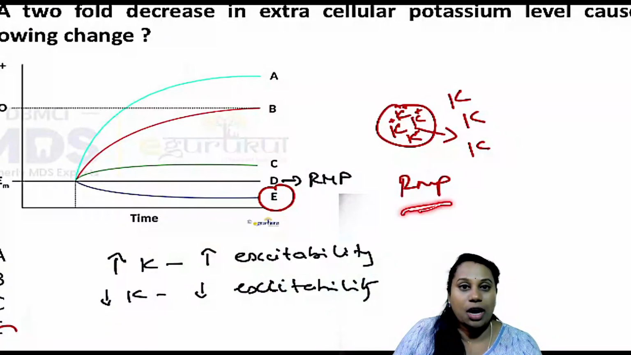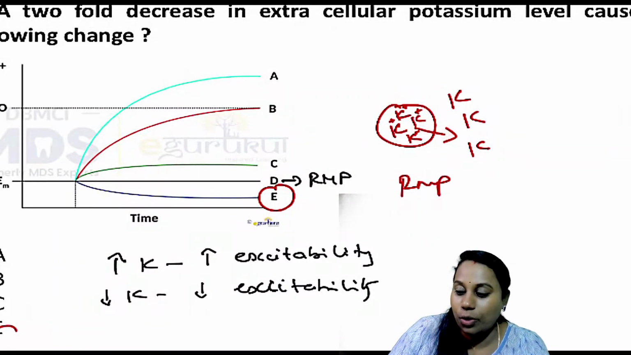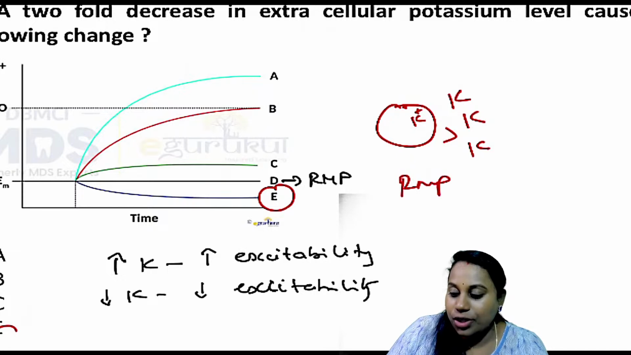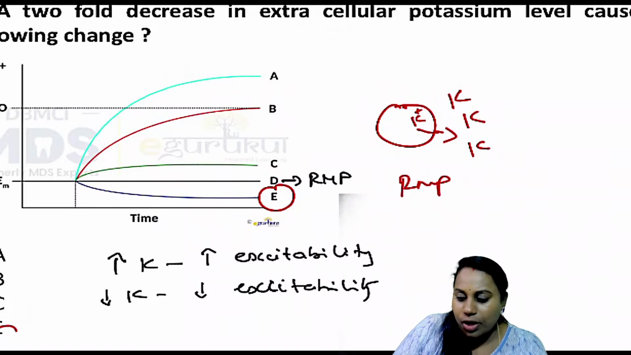Potassium is responsible for RMP. At RMP, potassium has a tendency to move out. At resting membrane potential, potassium moves out. This movement of potassium alone is responsible for RMP.